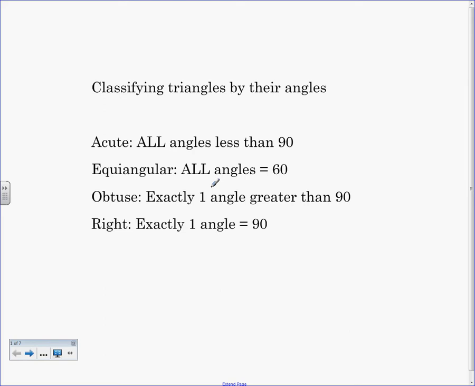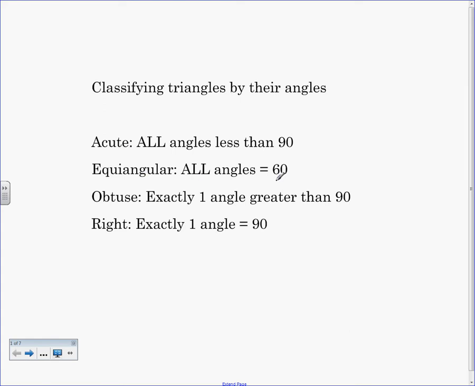Today we are on 4-1, classifying triangles. So this should be really easy review for you. We're going to classify triangles by their angles. If all of the angles are less than 90, or acute, then it's called an acute triangle.